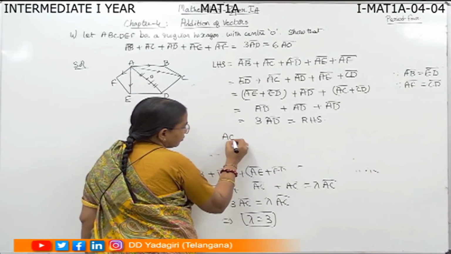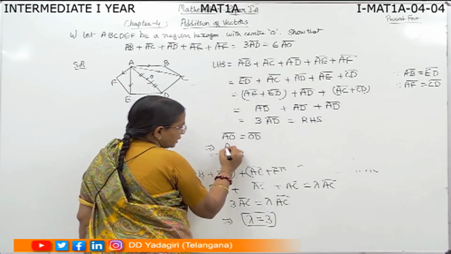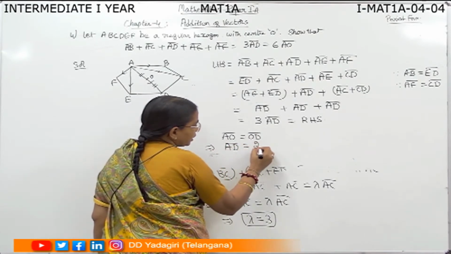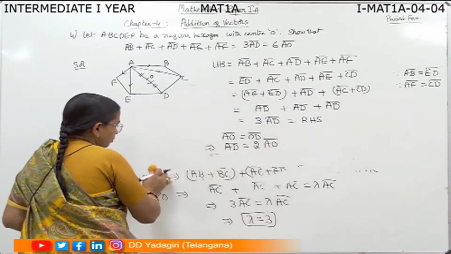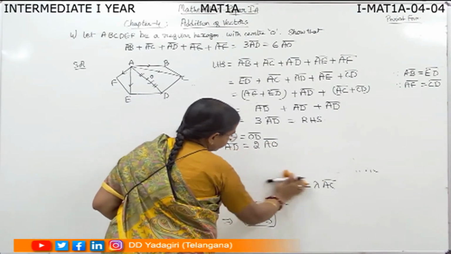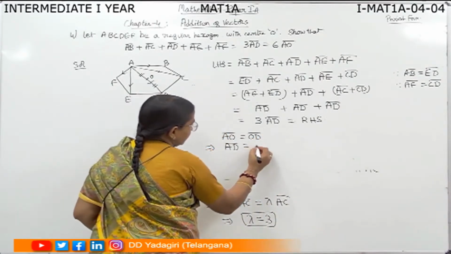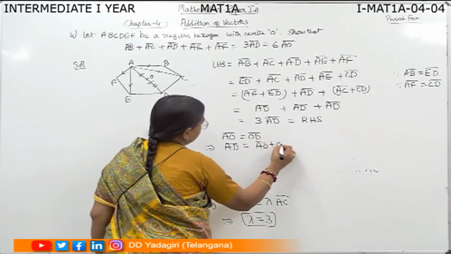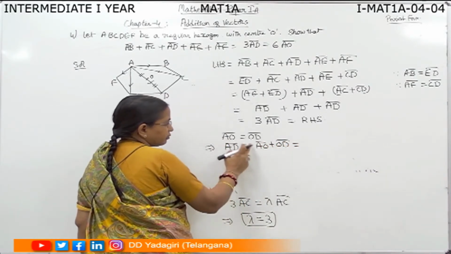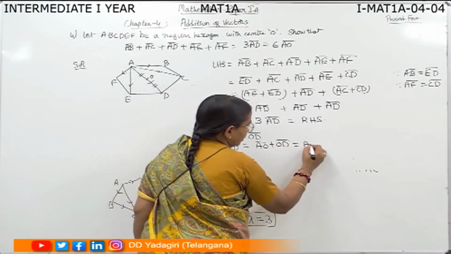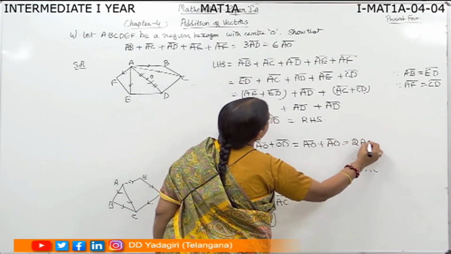AO is equal, so that means AD is equal to 2 times AO, because you can write AD as AO plus OD. AO is same as OD, so we write AO plus AO. That is 2 times AO.